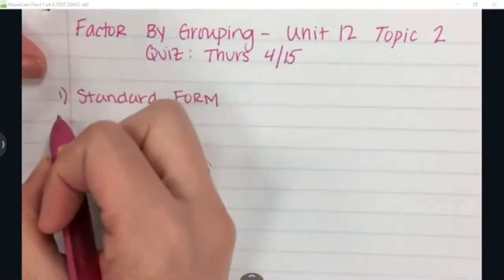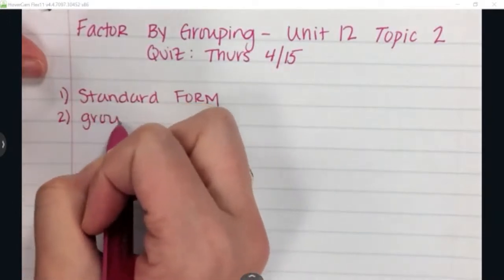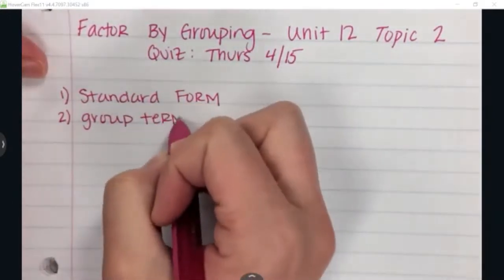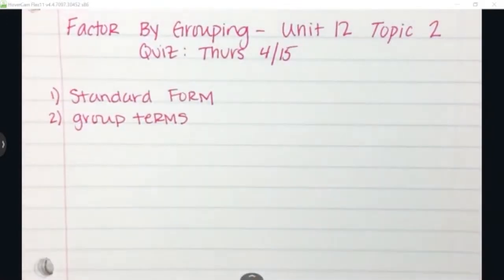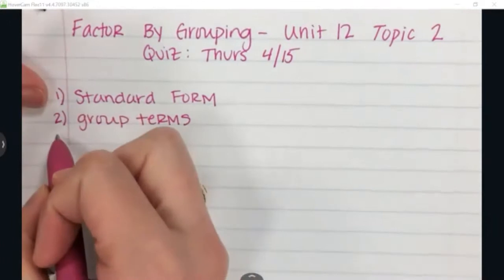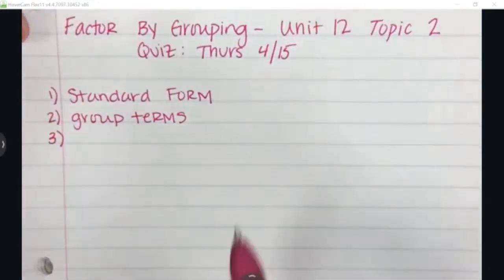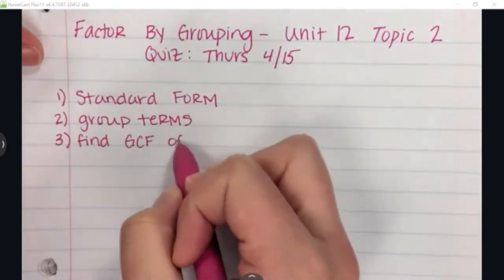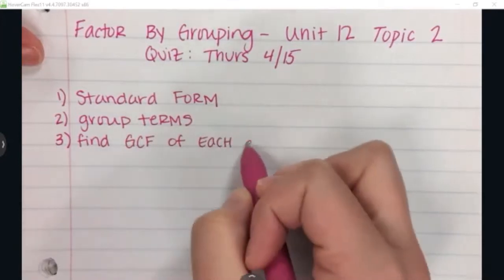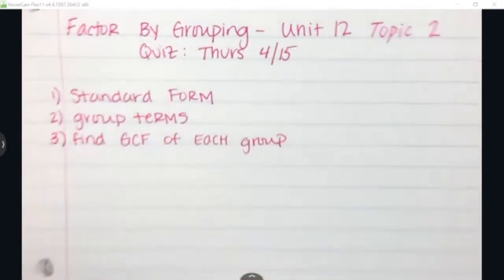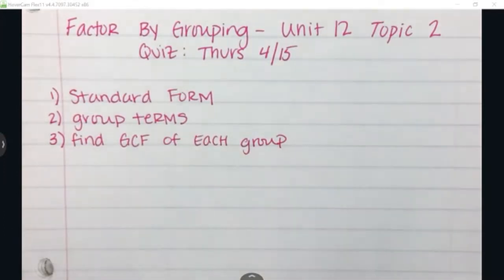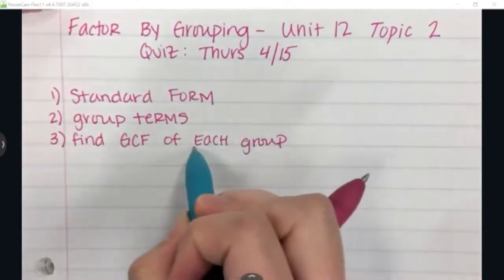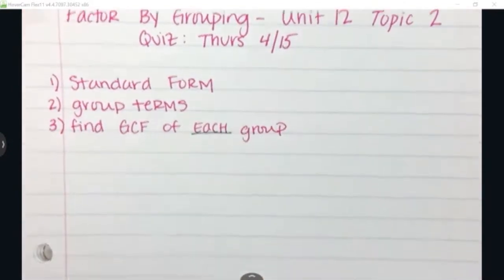Step number 2. We are going to group the terms. And I'll show you what that means when we do our example problem. We're going to group our terms. Step number 3, we will find the GCF of each group. And they will be different. The GCF from group 1 will not be the GCF for group 2. They're going to be different. Okay.